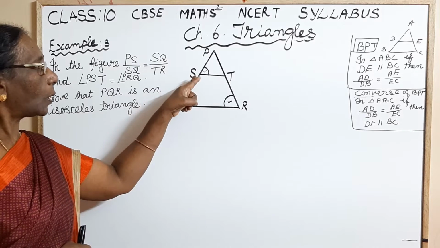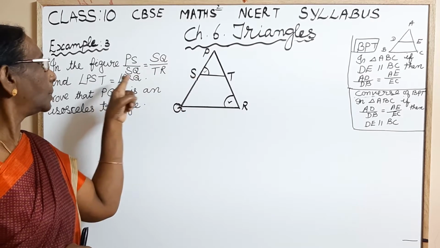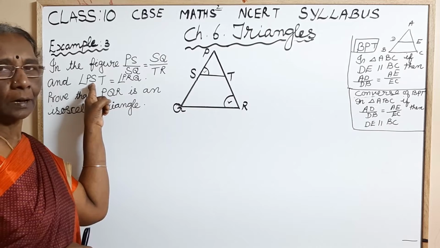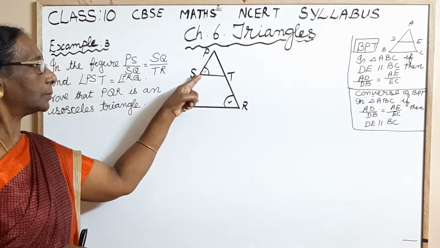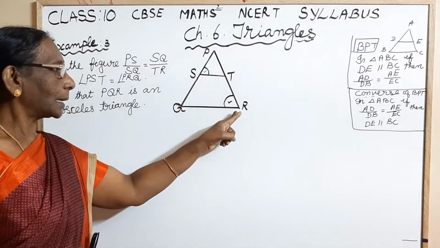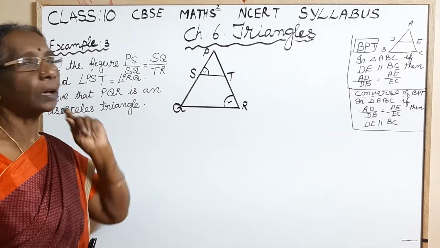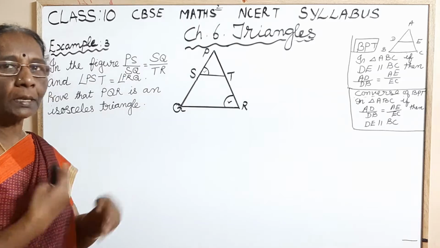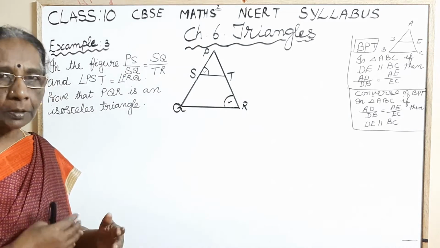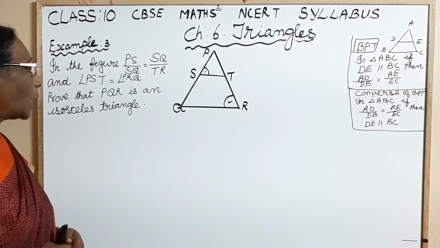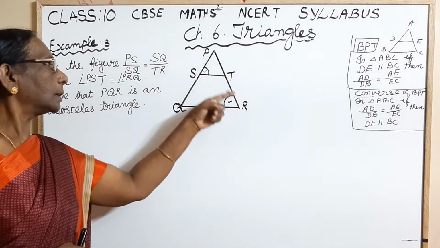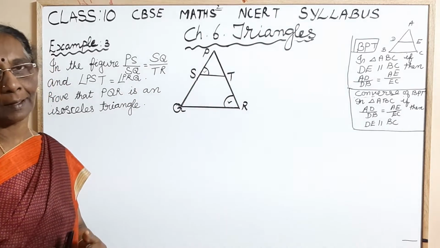That is the angle formed at the point S. The middle letter of the name of the angle represents the vertex of the angle, and here also the angle is formed at R. These two angles are equal, it is given. Using these two pieces of information, what should we do? We have to prove this triangle is an isosceles triangle.